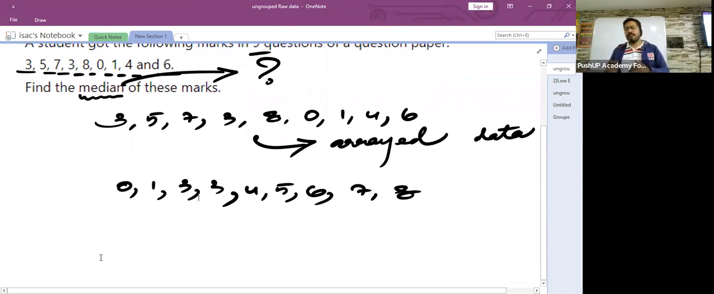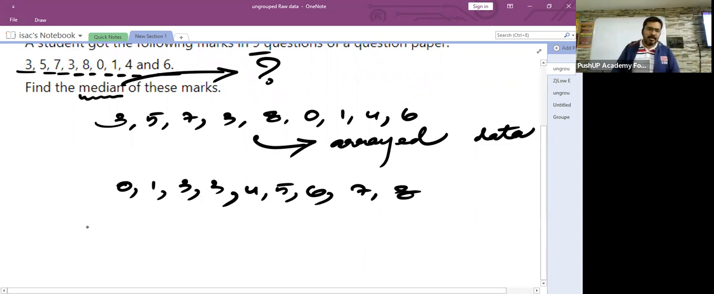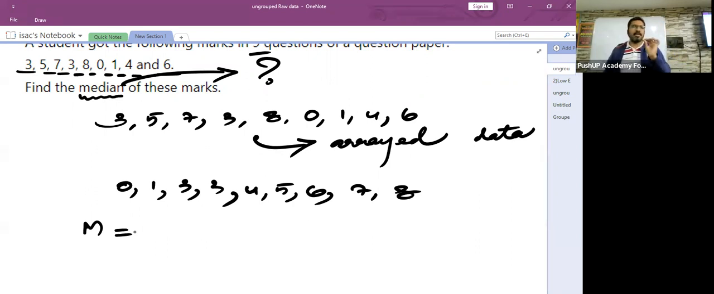So children, you have found the arrayed data, right? Now they are asking us to find the median value. Median is usually represented with capital letter M.